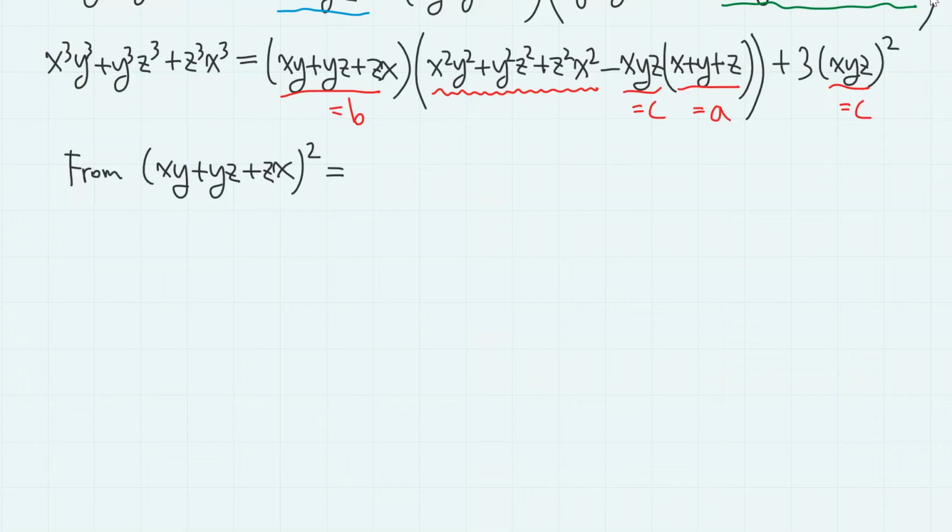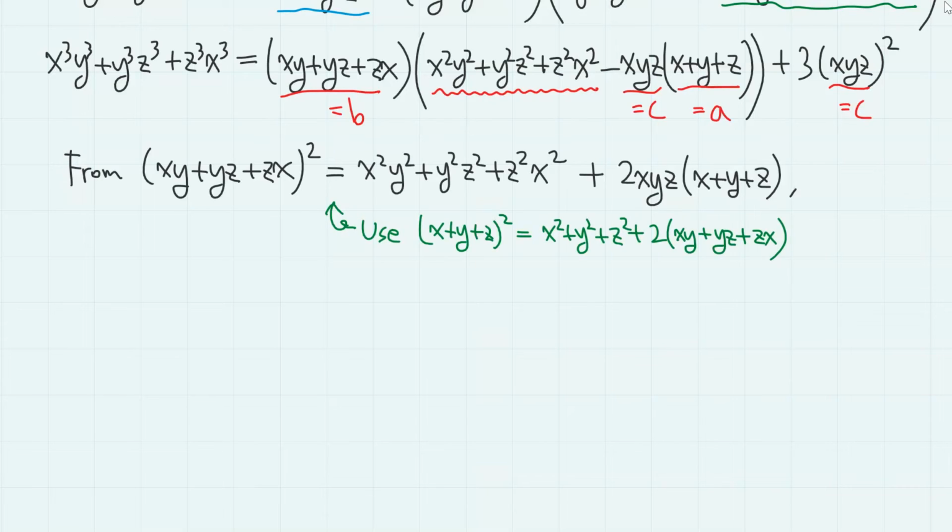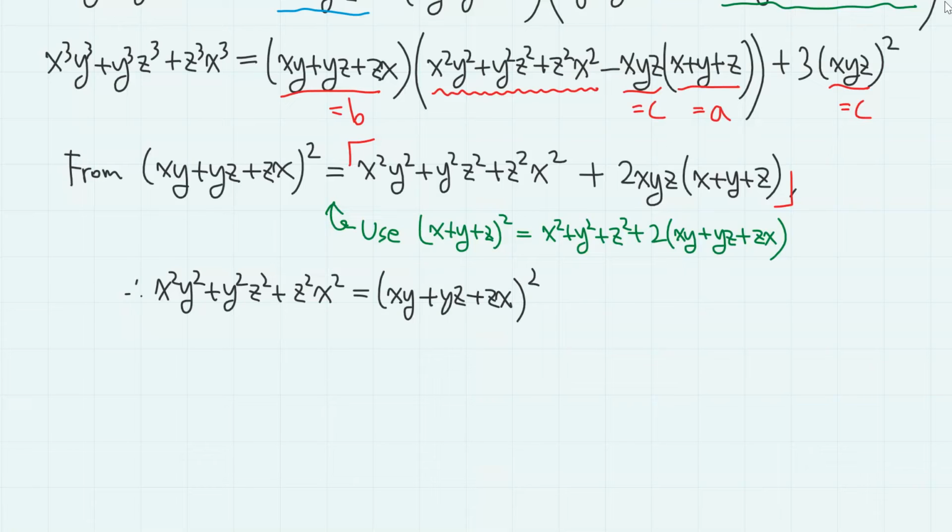Here we use the formula for xy plus yz plus zx squared, which you can easily expand using the formula for x plus y plus z squared to obtain x squared y squared plus y squared z squared plus z squared x squared plus 2xyz times x plus y plus z. So x squared y squared plus y squared z squared plus z squared x squared equals xy plus yz plus zx squared minus 2xyz times x plus y plus z.